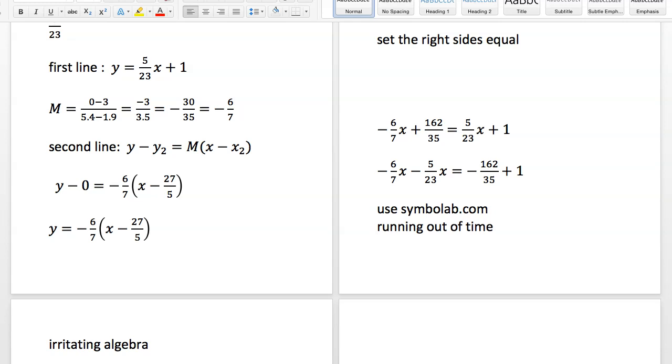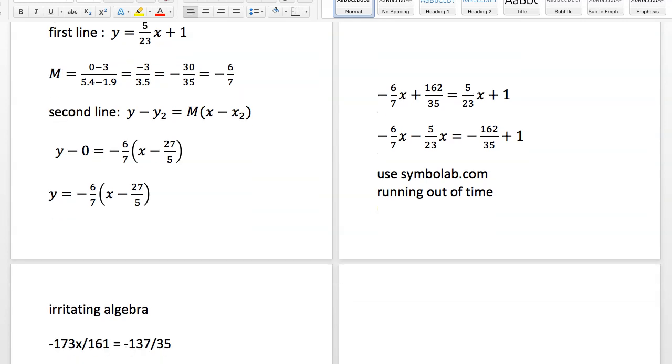That's not pretty at all, though. But then you would get x would equal, now the two negatives would kill each other, and you would get 137 over 35, but then times, and then this other guy would switch, and it would be 161 over 173. And there's no way in tarnation that I can tell you who would cancel or what would cancel.